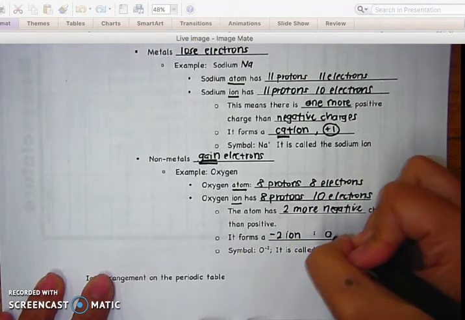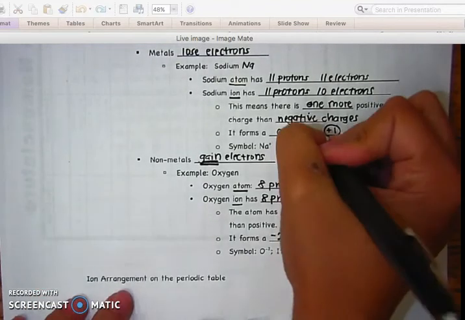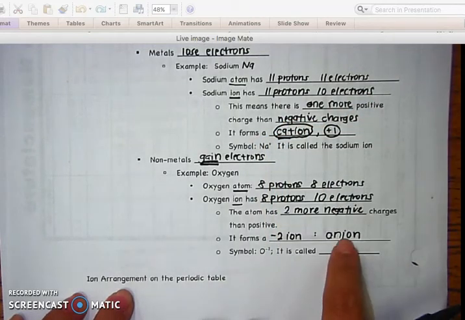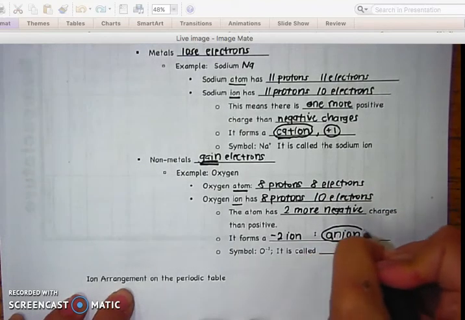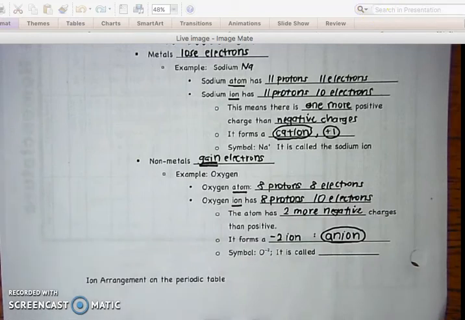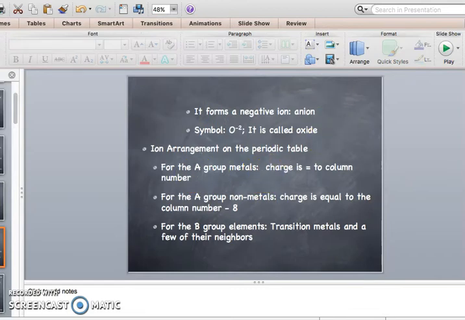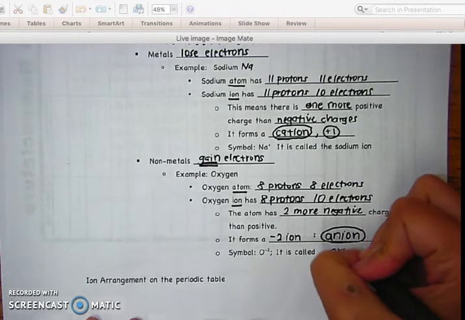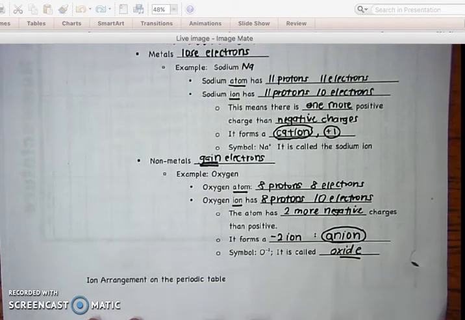Anytime you have an ion that has a -2 charge, we call it an anion. So we learned 2 new words here. We learned the word cation up here, which means an ion with a positive charge, and we also learned the word anion here. It looks like onion, but it's anion, which is something that has a negative charge. And to finish this off, the oxygen actually gets a brand new name when you add a negative charge on it. Instead of calling it oxygen with the negative charge, it's called an oxide. We'll talk about this name change later on.